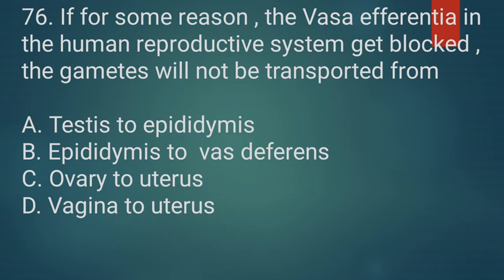Here, to choose the correct answer, we should know the proper function of testes and the movement of gametes, from where they move and where they reach. Then only we can write the correct answer. If vasa efferentia is blocked, then gametes will not be transported from testes to epididymis. So option A is the right answer.